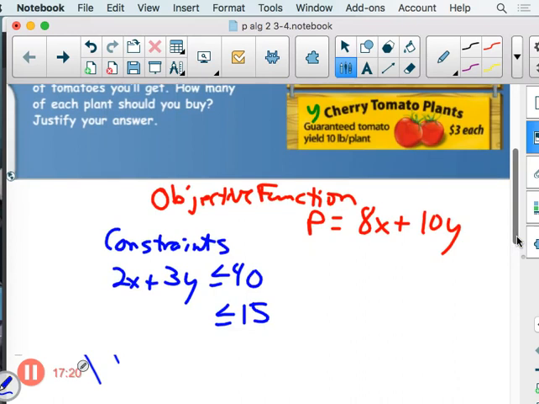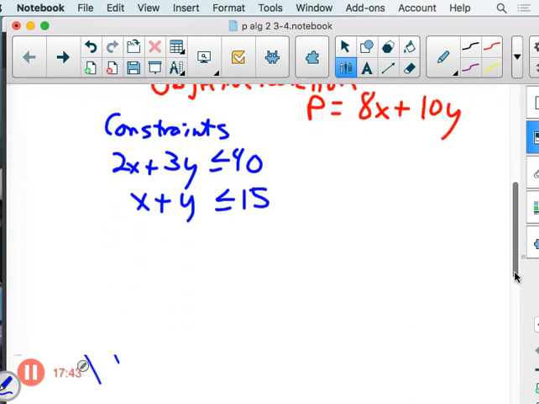Did they say you're going to buy twice as many Roma as cherry or anything like that anywhere in here? So we just know you're going to buy both. Now, I warned you about this yesterday and when I was doing the homework. If you walk into the nursery and say, I'd like to buy a -3 cherry tomato plants, they will laugh you out of there. So we need to say X has to be greater than or equal to 0 and Y has to be greater than or equal to 0.